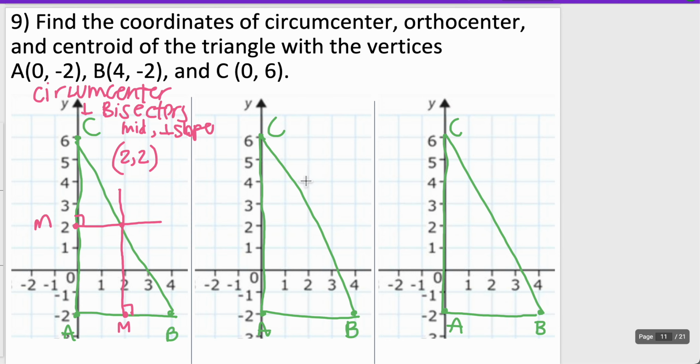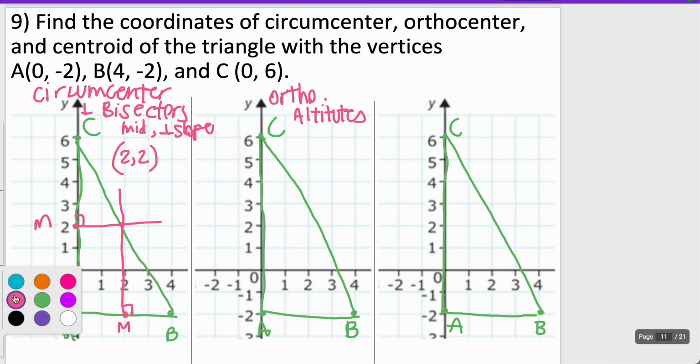Up next, we're going to try our orthocenter. And remember, orthocenter uses altitudes. Now, the nice thing with this one is because it is a right triangle, that means your orthocenter is going to be on the right triangle. One thing I do here is I look for perpendicular slopes, and it has to cross through the opposite vertex.